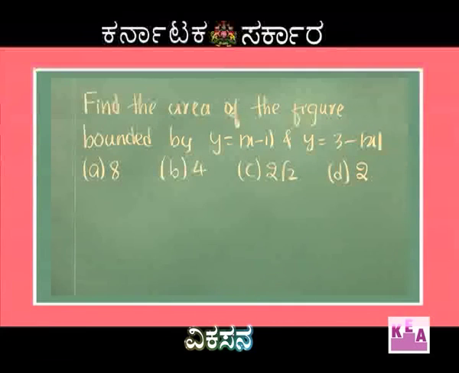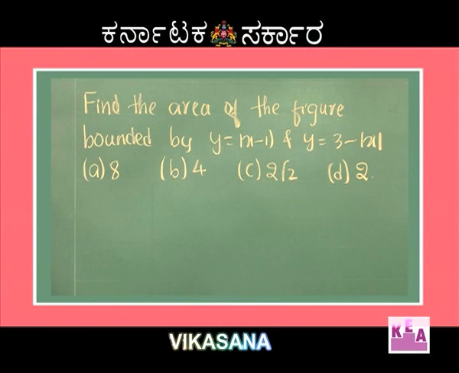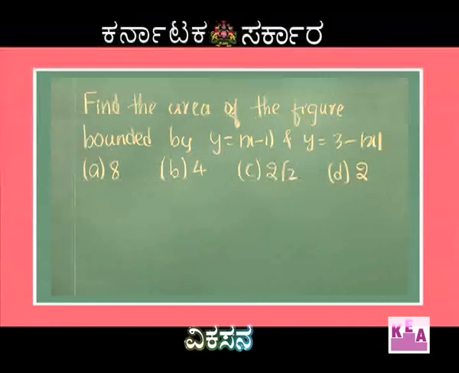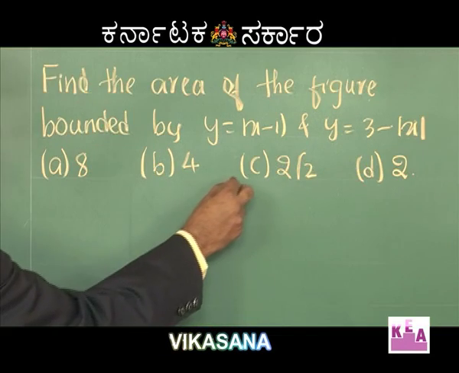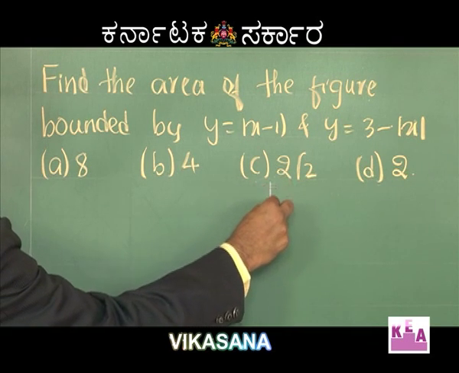And the next question is, find the area of the figure bounded by y is equal to mod of x minus 1 and y is equal to 3 minus mod x. Option A 8, option B 4, option C 2 root 2 and option D is 2. Look at this, dear students.